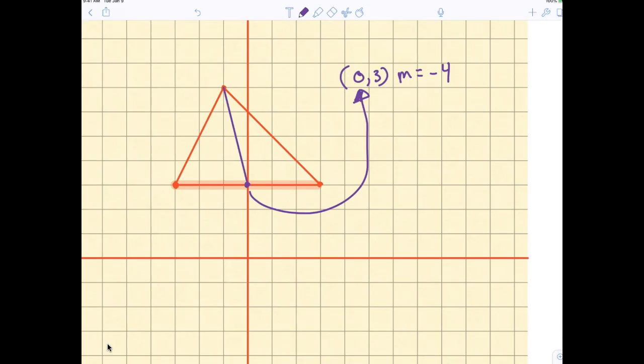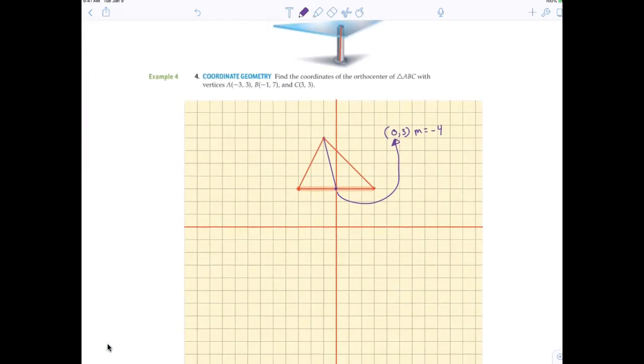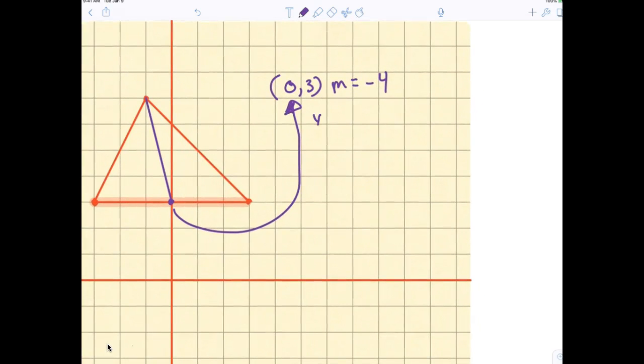All right, so now how do I write the equation of the line? We would say y minus 3 equals -4 times x minus 0. Do I agree with that? Easy, right? So now y equals -4x plus 3. So that's the equation of that purple line.